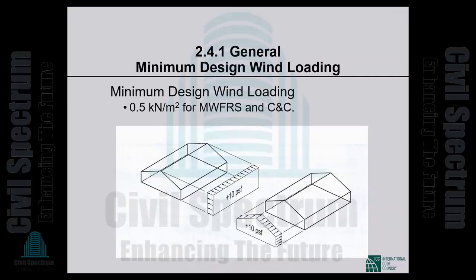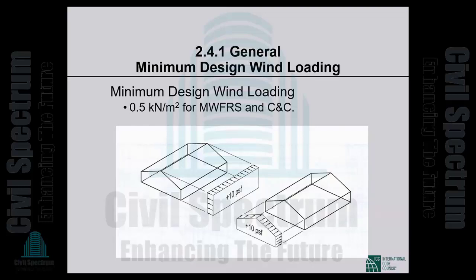BNBC and ASCE 7 both specify a minimum design wind pressure, 10 pounds per square foot, which is half a kilonewton per square meter. This is for components and cladding. The component and cladding part is easy. Whatever you calculate cannot be any less than 10 pounds per square foot.